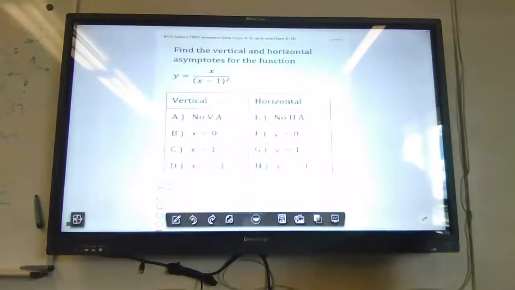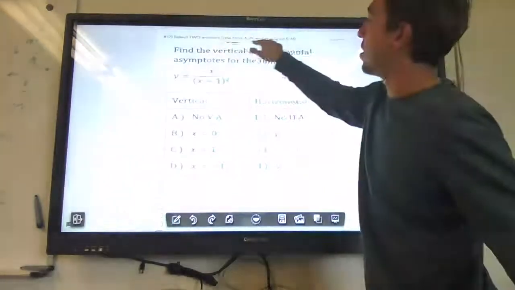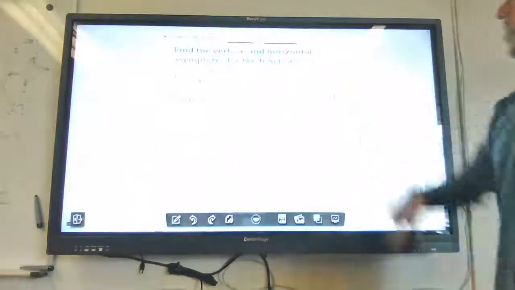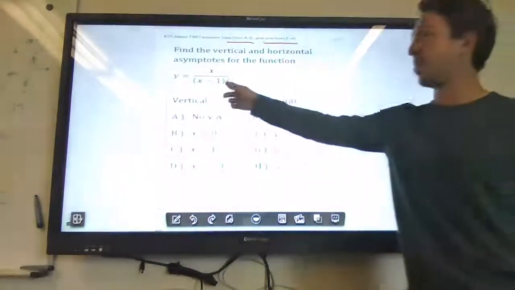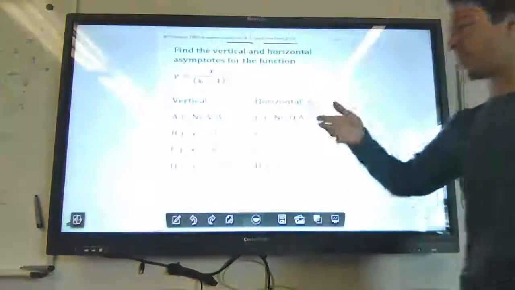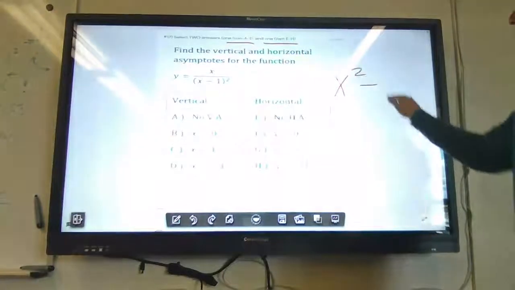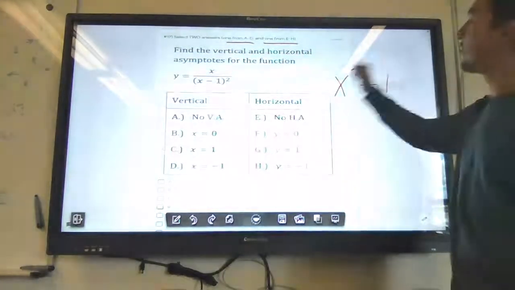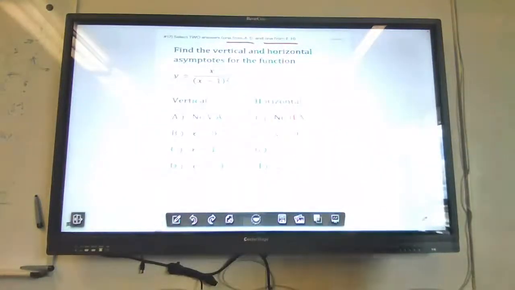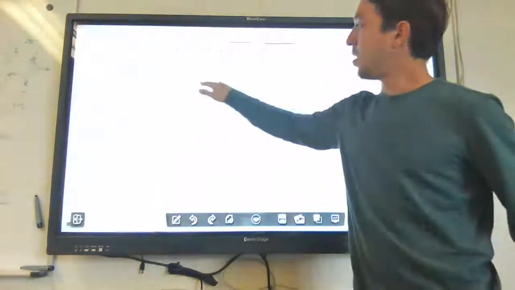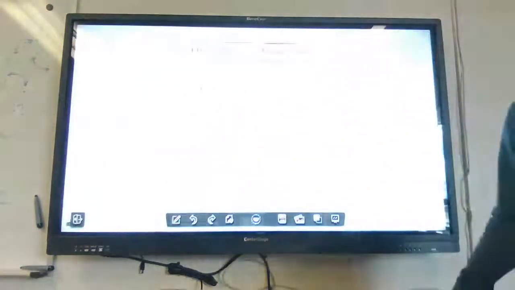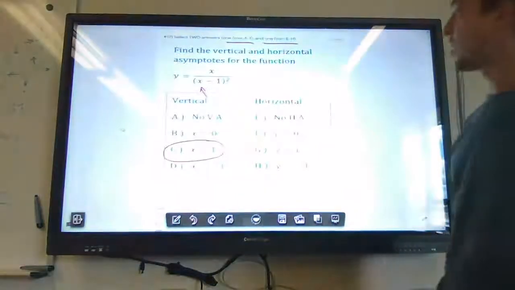Okay, this question says select 2 answers, 1 from A through D and 1 from E through H. So that's already kind of a hint. A lot of people look at this and go, oh, there's 2 asymptotes. Understandable mistake. But there's only 1 vertical asymptote. Where is it? At positive 1, right? Because that would cause us to be dividing by 0. Where's the horizontal asymptote?